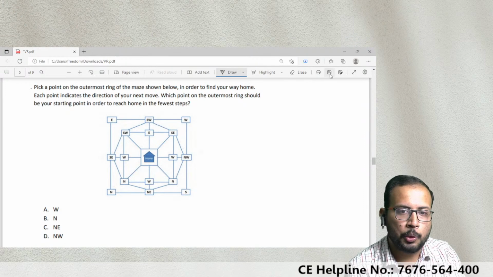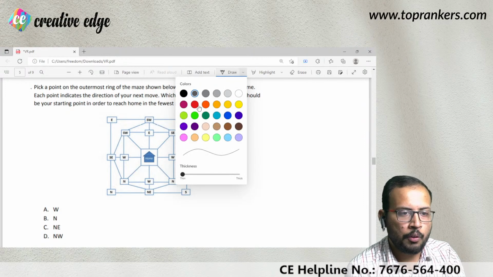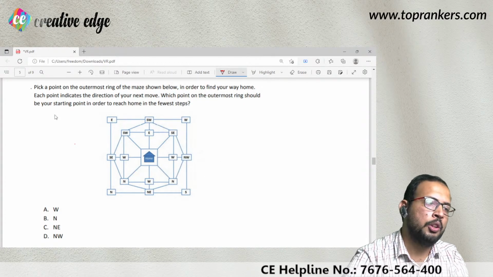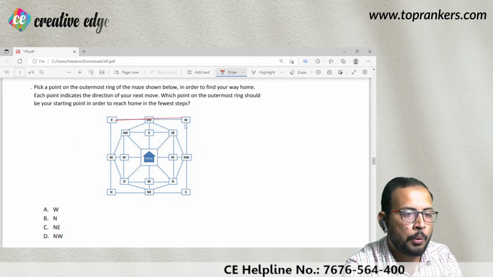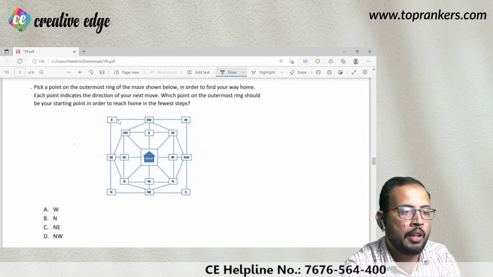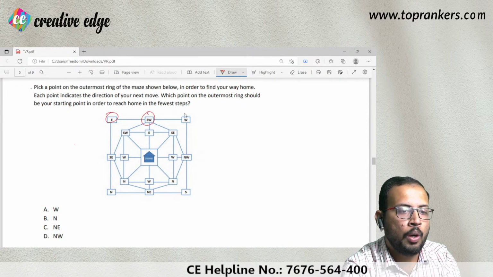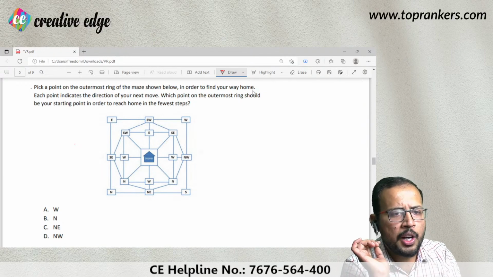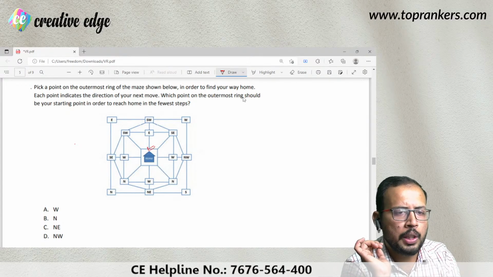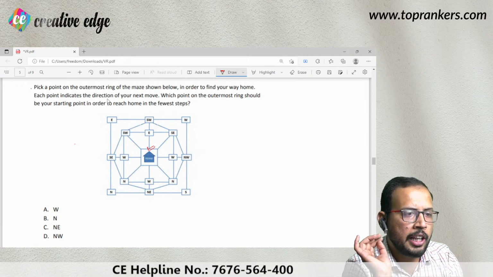पढ़ते हैं सब लोग साथ में इस क्वेश्चन को. So let me first of all change my color of marker. So pick one point on the outermost ring. So this is the outermost ring that you can see. So you have to pick any one point, either E, either SW, either W. What is the meaning of these words? I will be telling you, don't worry. In order to find your way home. So this is your home. You can see that each point indicates the direction of your next move.